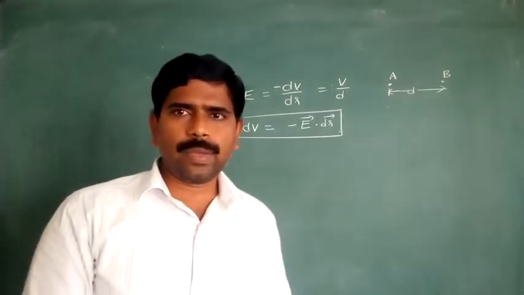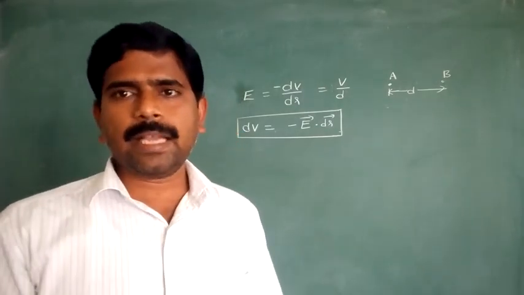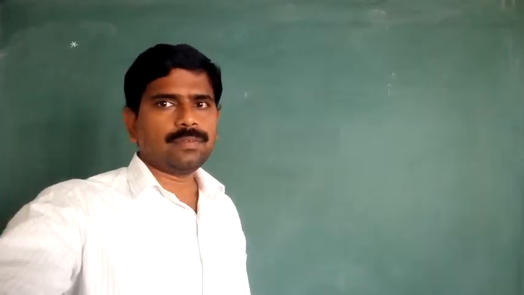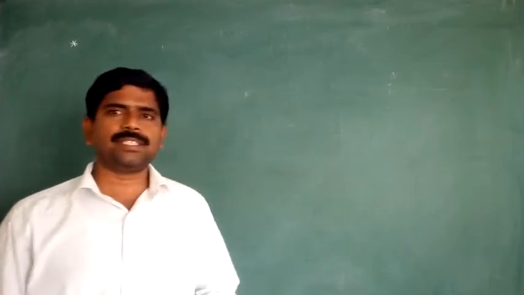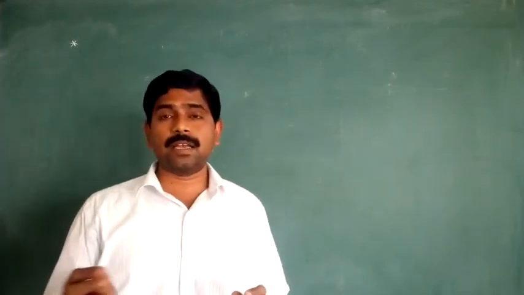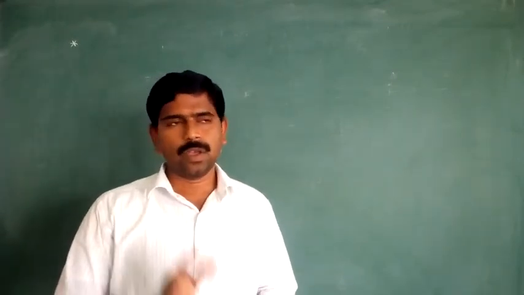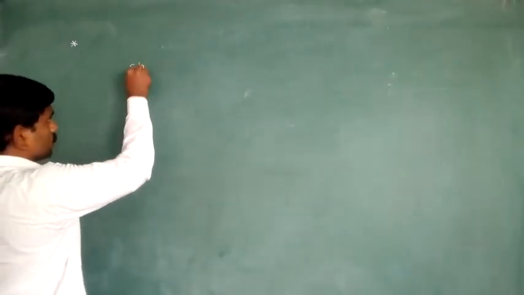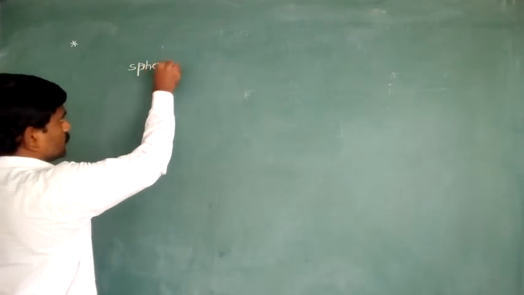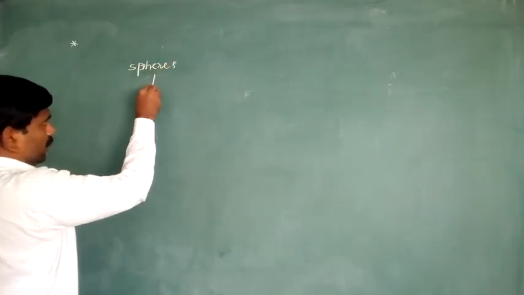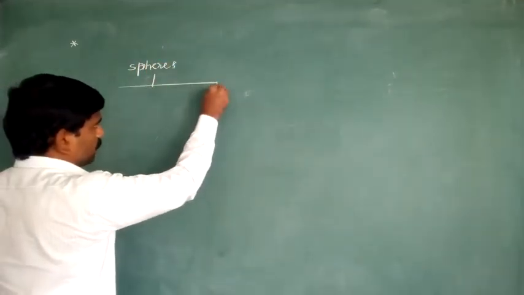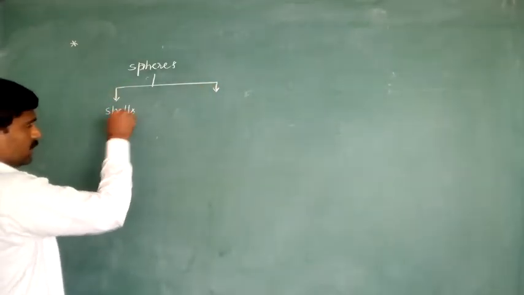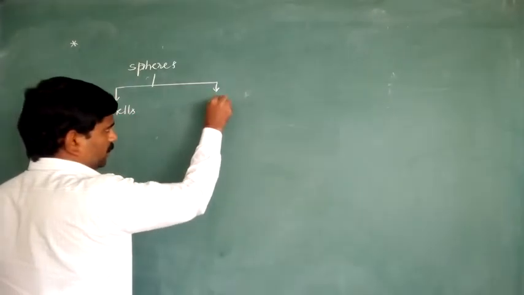So right now we are discussing the electric potential due to the charged spherical shell. First observe what is a charged spherical shell and what is a non-conducting sphere. Try to observe spheres. Actually this is divided into two types: one is the shells, and the second one is the spheres.